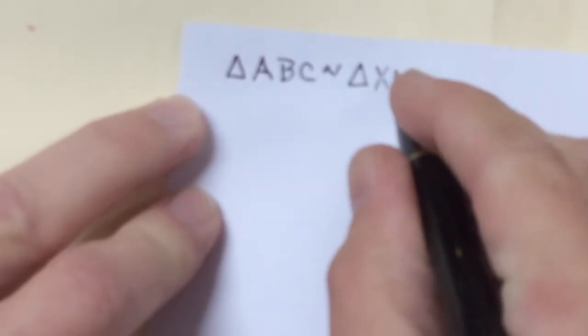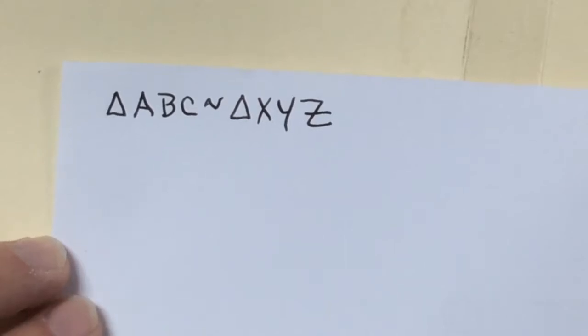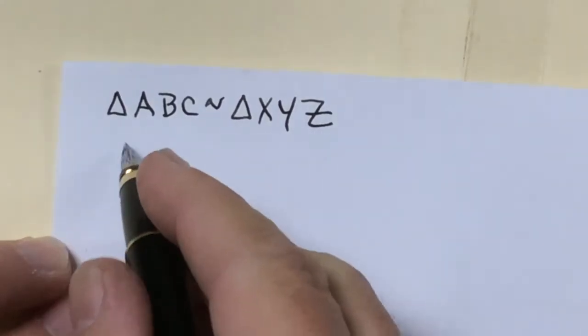Here's what we're going to start with. I'm going to tell you that these two triangles are similar. And what this means is two things. There are two things this means.